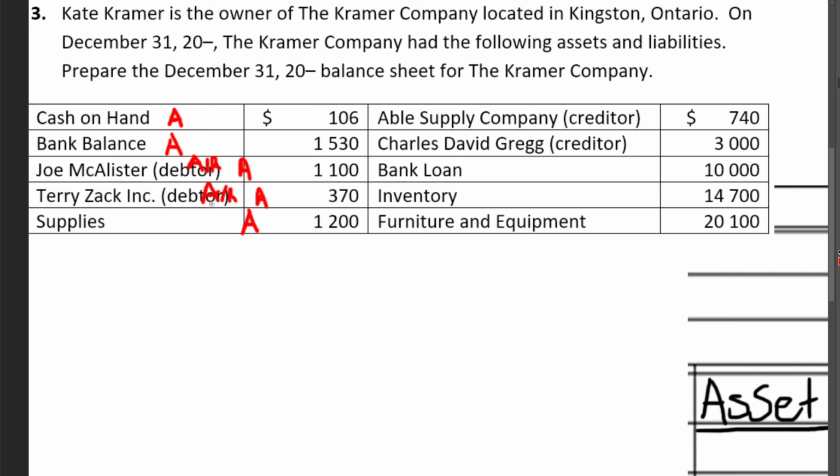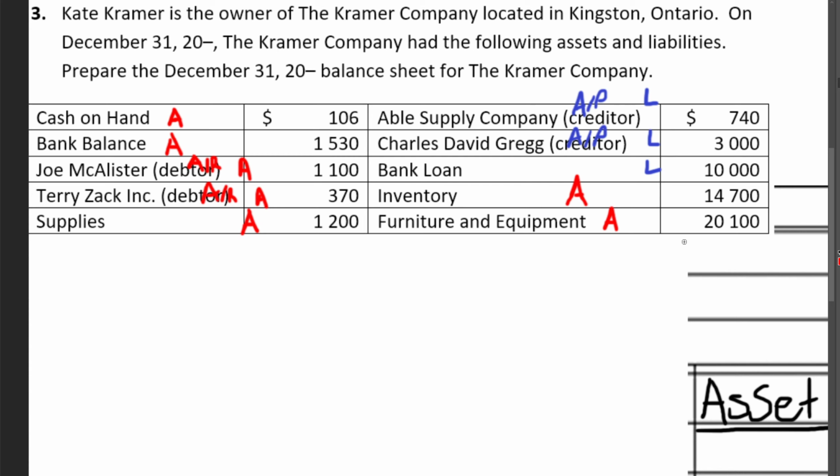Creditors was the opposite of debtors. So if this was AR, then this is going to be AP, accounts payable, which means it is a liability. This is also a creditor, so that's AP. This is a liability. Bank loan means we owe the bank money, so that's a liability. Inventory was an asset because that's the stuff we have not sold yet, so I'll put an A there. And furniture and equipment we own as well, so I'm going to put an A for furniture and equipment. So I have correctly identified what's an asset and a liability.